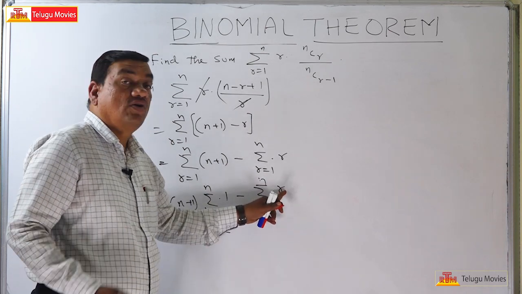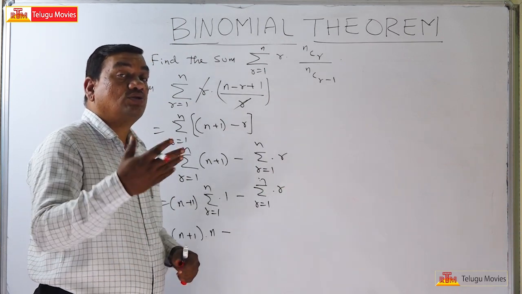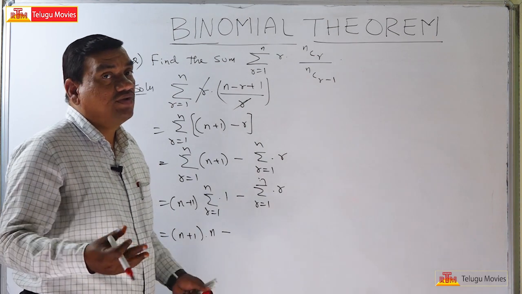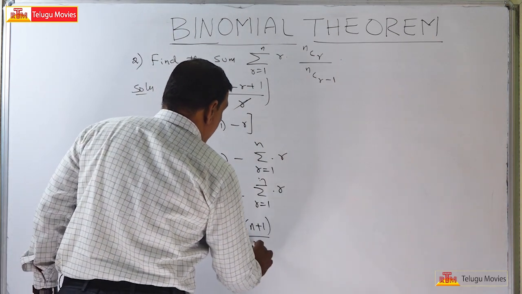Sigma r means what? First you have to substitute r is equal to 1: 1 plus 2 plus 3 plus so on up to n. That is the sum of the first n natural numbers. That is n into (n plus 1) by 2.